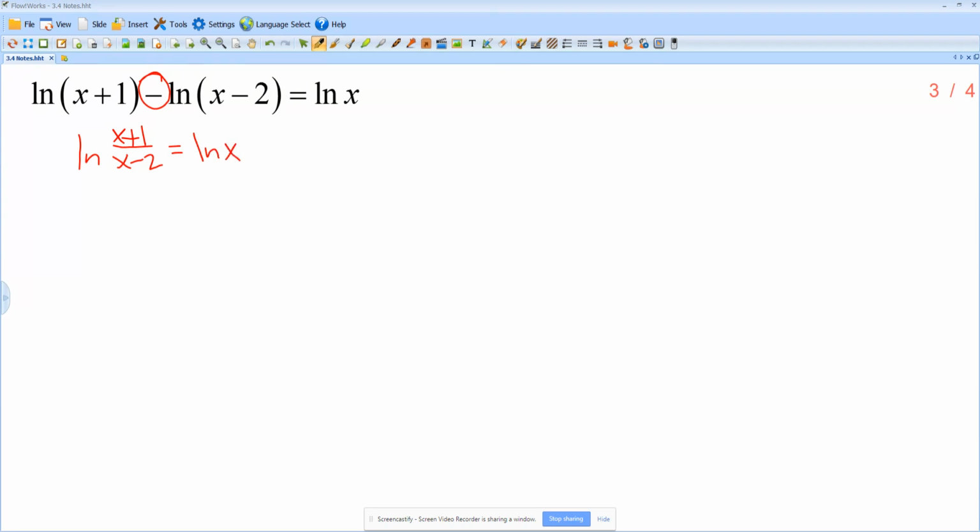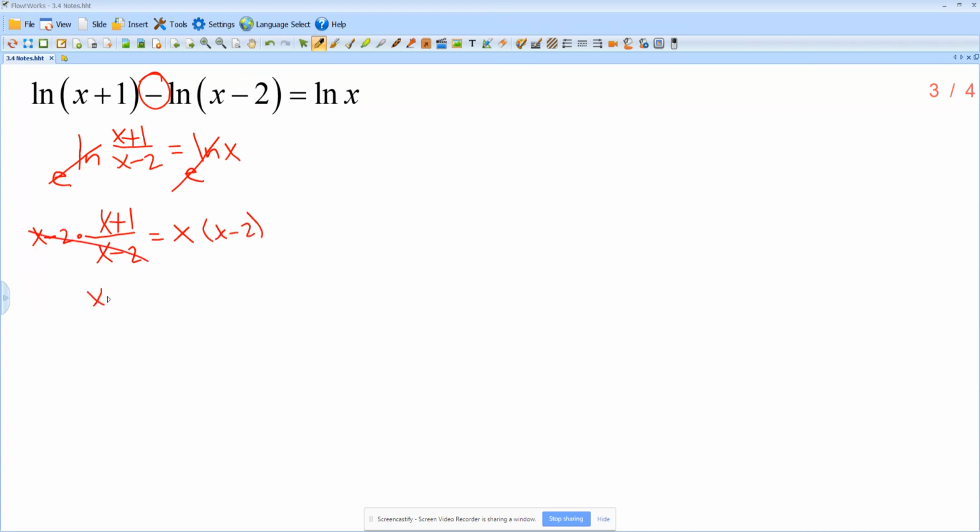In that case, what I can now do is take e to the power on both sides, because natural log is log base e. So if I do e to that power, it will cancel. Conveniently, it will cancel on the right as well. So now I'm just left with the equation x plus 1 over x minus 2 equals x. And that's all I have to be solving at this point. I'm going to multiply by x minus 2 now.